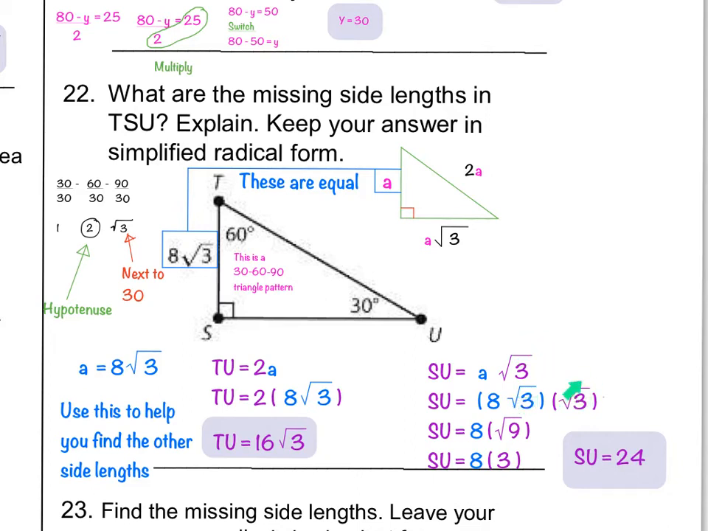This time I can multiply the 3 and the 3 because they're both inside the square root. So 3 times 3 is 9. So now I have a square root of 9. And the square root of 9 is a 3. It comes out as a 3, no more square root. And if I multiply that with the 8 that I had along the side, then 8 times 3 is 24. So that means my SU is 24.